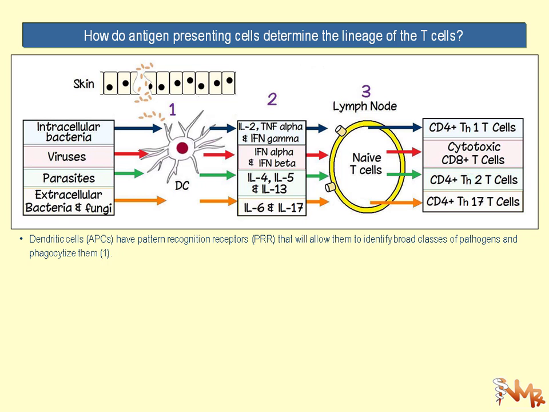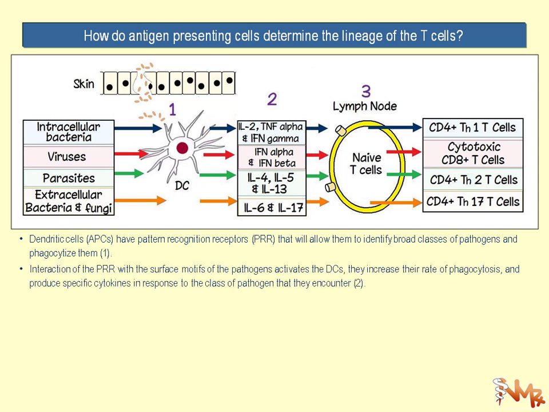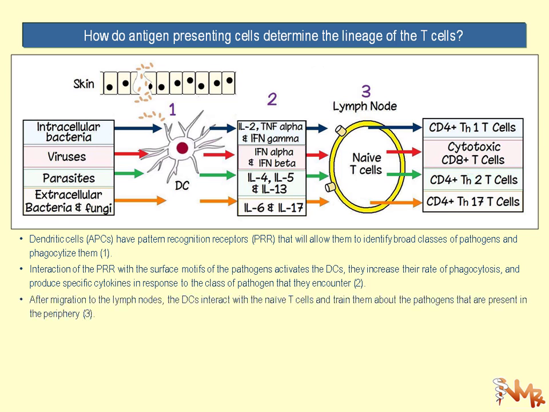So I want you to follow those lines with me. As I said, dendritic cells have pattern recognition receptors on them. They can identify broad classes of pathogens, and then they phagocytize them. This is event number one. Interaction of these PRRs, pattern recognition receptors, with the surface motifs of pathogens activates the DCs. They increase the rate of phagocytosis and produce specific cytokines in response, this is important, to the class of pathogens that they have encountered. These are events that you see in table number two. After migration to the lymph node, the DCs now interact with the naive T cells and train them, telling them about the pathogen that they have identified in the periphery. This is event number three.